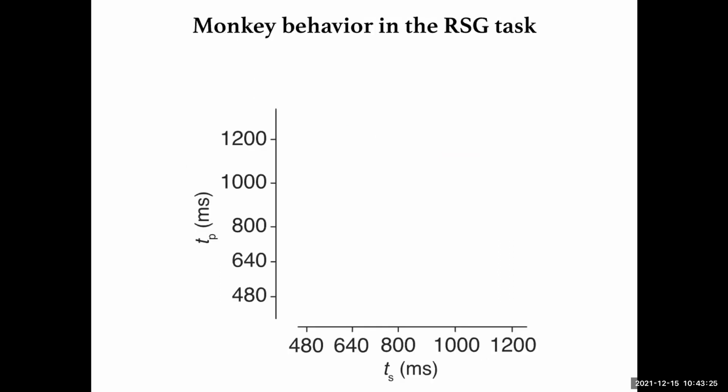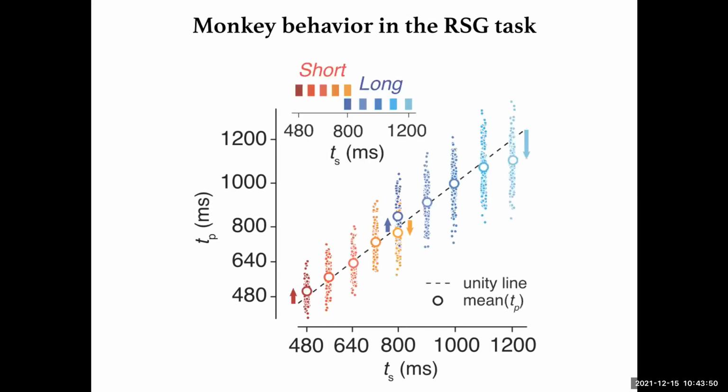So before going into the neural data, let me show you the behavior of monkeys in this task. To show you the behavior, I will plot on the x-axis the interval that we present to the animal, the sample interval, and on the y-axis, the produced interval. Obviously, you should expect the data to roughly lie along the unity line, that is, if the monkey is doing the task. And that's basically what you see.